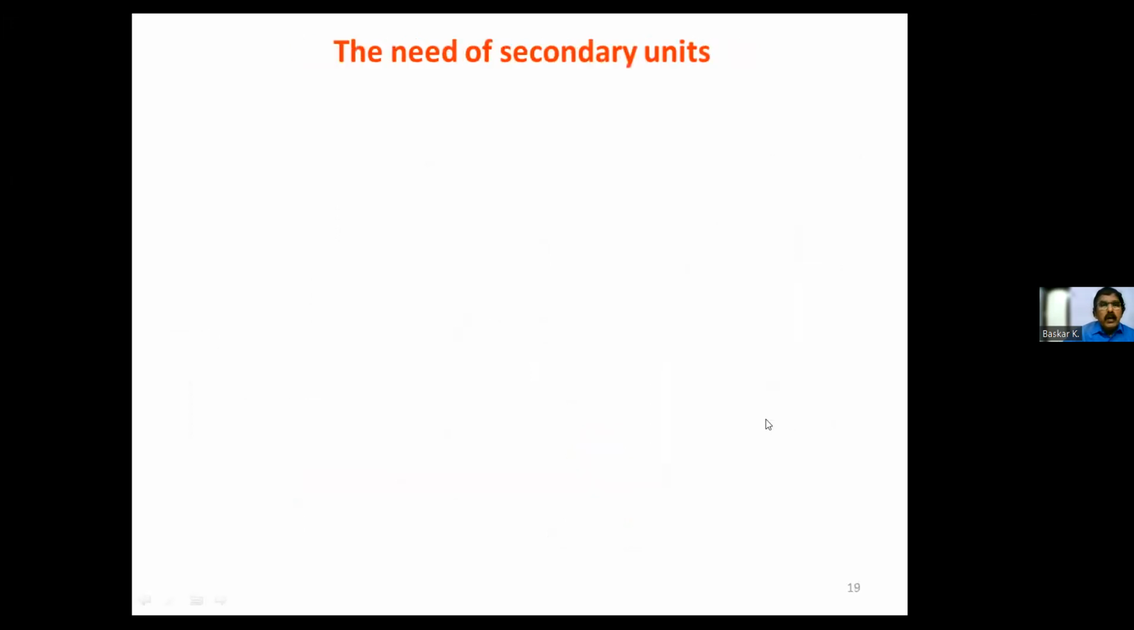Now, why do we need a secondary unit? What we talked about is the primary units: the atmospheric crude distillation unit and the vacuum distillation unit are primary units. Then why do we need a secondary unit?